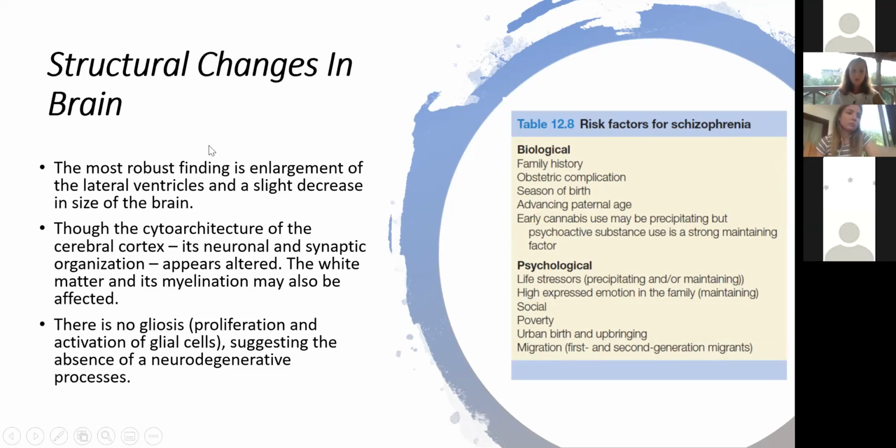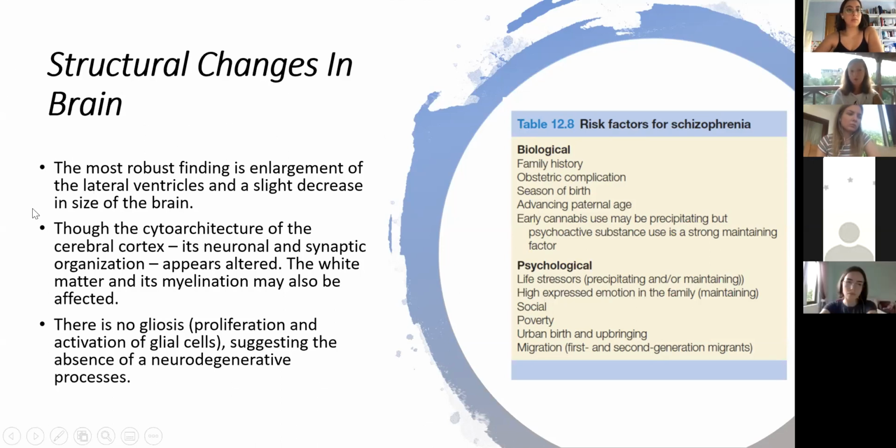The most important to me is the enlargement of the lateral ventricles, and there is a decrease in the size of the brain. And also, obviously, the cytoarchitecture, which means the neural and the synaptic organization, is altered. People may also see that the white matter and the myelination can be affected. And there is no proliferation of the glial cells, so it suggests a neurodegenerative process.